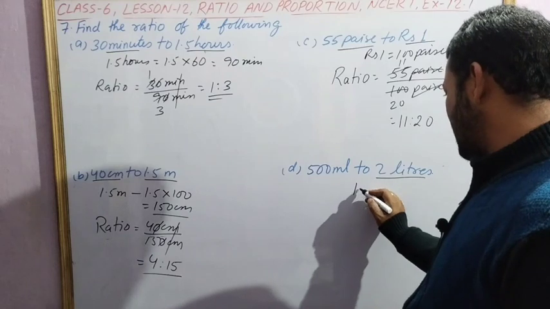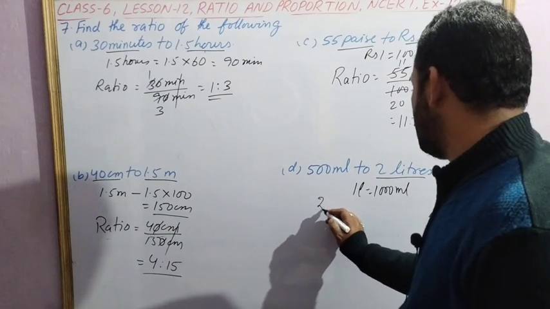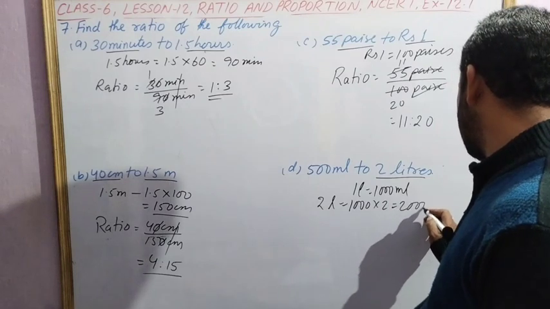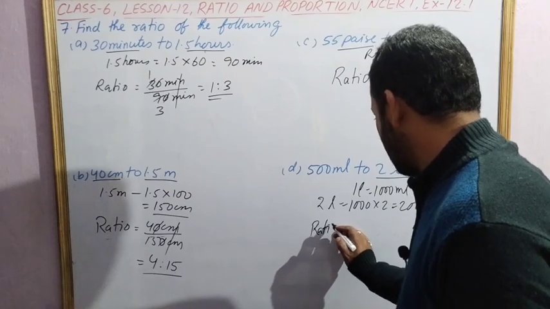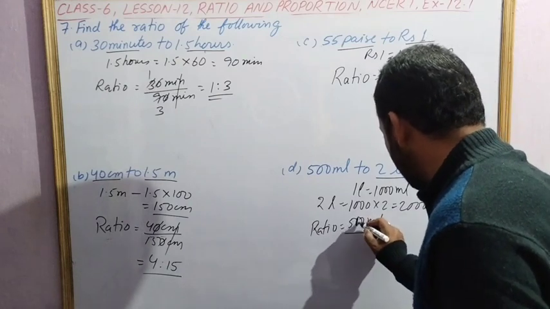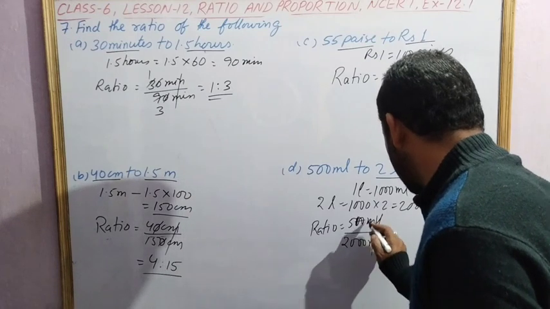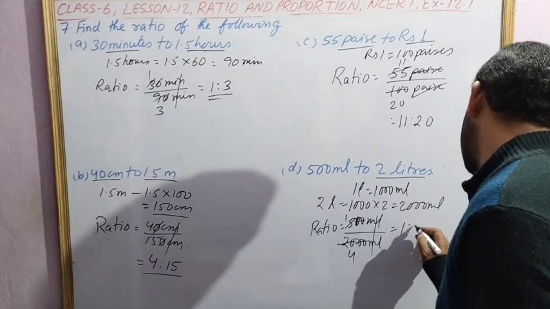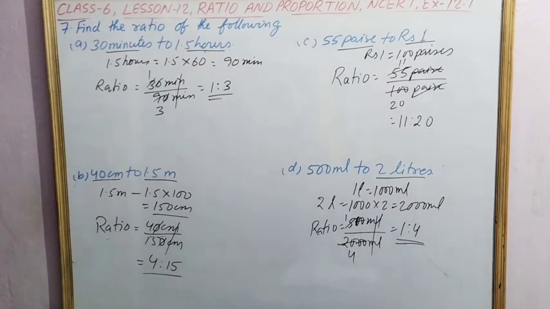In the last question, D, we have 500 ml to liter, milliliter and liter. We know that 1 liter is equal to 1000 milliliter. So 2 liter will be equal to 1000 into 2, that is 2000 milliliter. Now the ratio will be 500 ml by 2000 ml. ml is cancelled, 5 times 1, 5 times 4, so it is coming 1:4. So after this, next question.